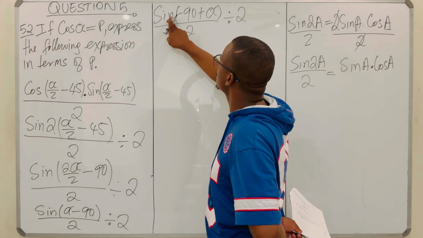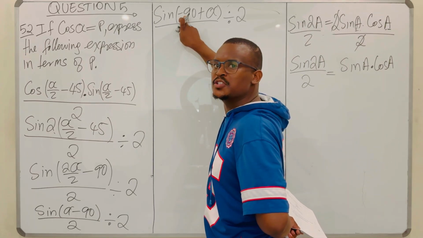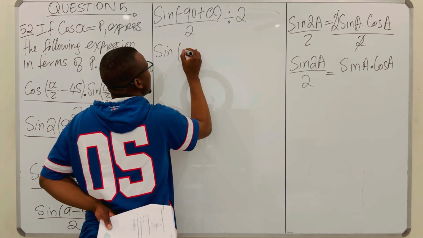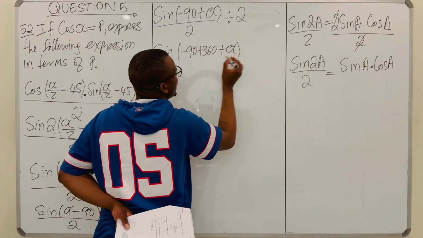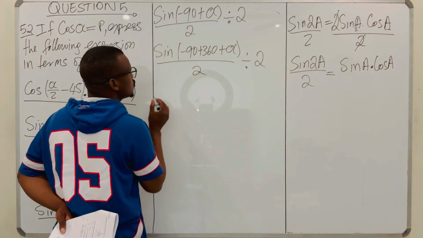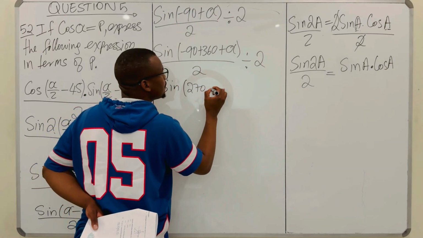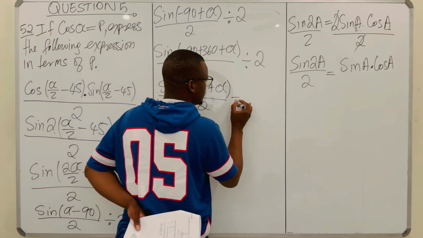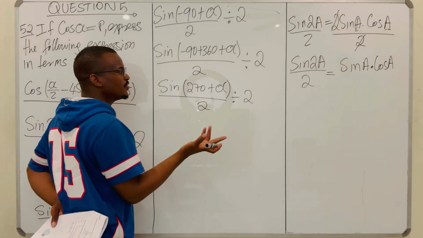next to 45, next to sine, if this maximum is negative, you add 360 to it so that it becomes positive. So you will have sine of negative 90, you add 360 to it. Then your alpha all over 2 divided by 2. So if you add that, you will have sine of (270 plus alpha) all over 2, divided by 2. In that case, start asking yourself questions.